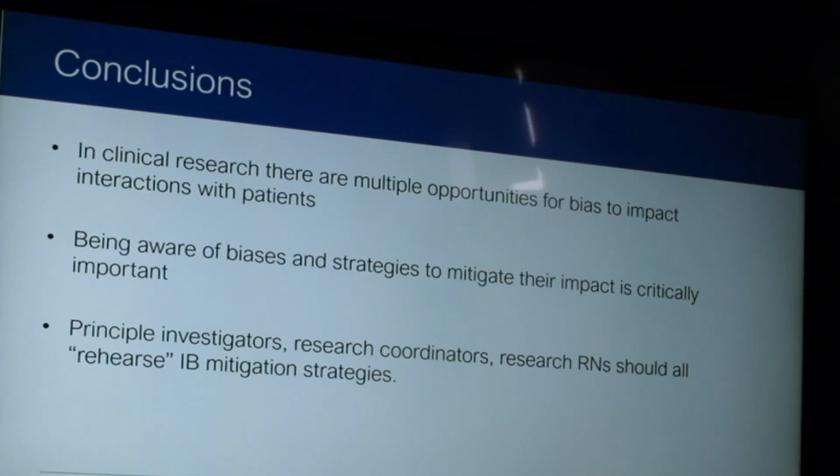As we consult with patients, as we talk to them, as we follow them up, and we want to actually get them to consent to be in our studies, our unconscious biases can actually impact how we interact with them. That's why being aware of biases and knowing how to mitigate them is very important. We recommend that all principal investigators, all research nurses, all research coordinators be aware of implicit bias, be aware of how to mitigate these strategies, and actually rehearse some of these implicit bias mitigation strategies.